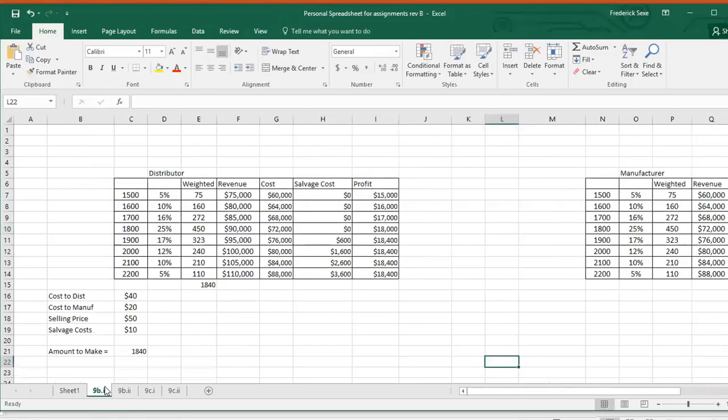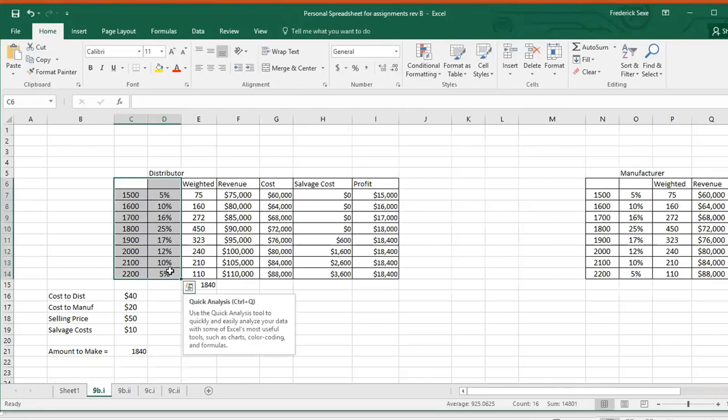Just remember, my data is going to be different than what's in the book. So please change the information in these two columns to match the problem in the book.